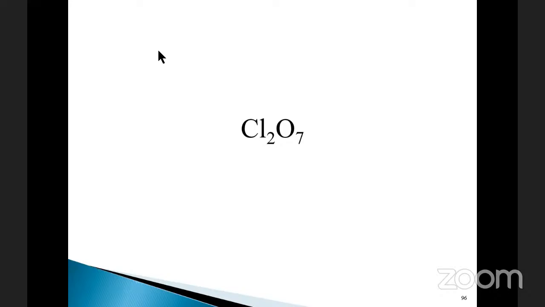Okay, so who would like to take a stab at this one? What's the name of this compound here?